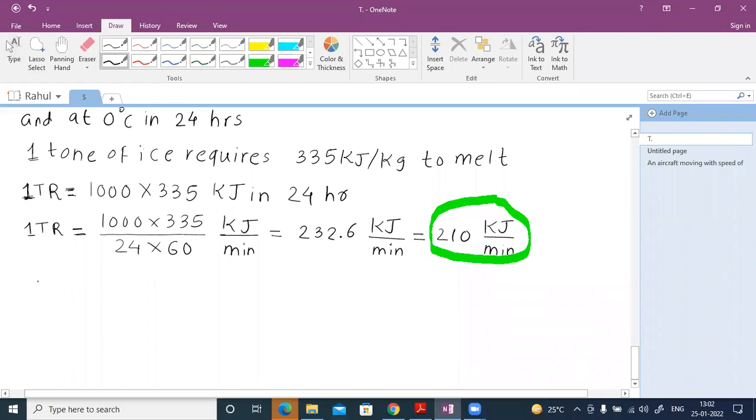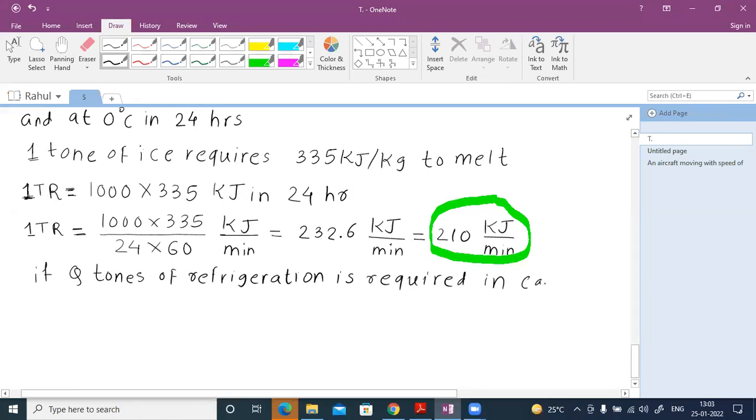Now see, next thing is the mass flow rate. If Q tons of refrigeration is the cooling load in the cabin, that is, I want Q tons of refrigeration in the cabin. What is the capacity of the cabin? It's Q ton. So I want Q tonnage of refrigeration in the cabin.